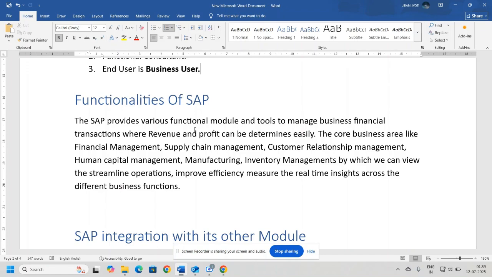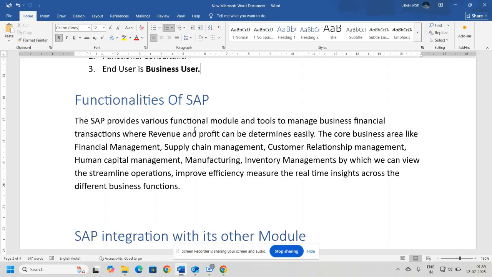We can see that these are the operations and streamlined operations, and using this SAP we see the improvement in the business process, and it measures the real-time insights across. It means the real-time calculation. Whatever is happening or being managed by the business personnel, the business authority, they can trace in real time.